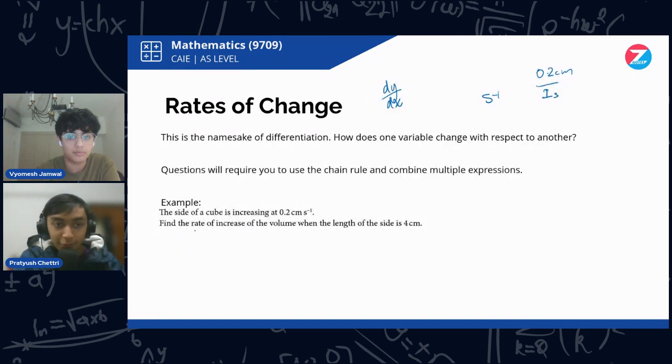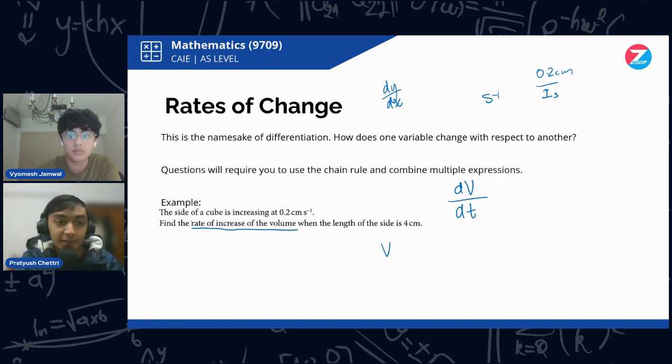First step, write down what you want to find. I want to find the rate of increase of volume. So I'm going to write the change of volume per change of time. This is my goal. Right? And how will I get an expression for this? Well, I could get volume and then differentiate.